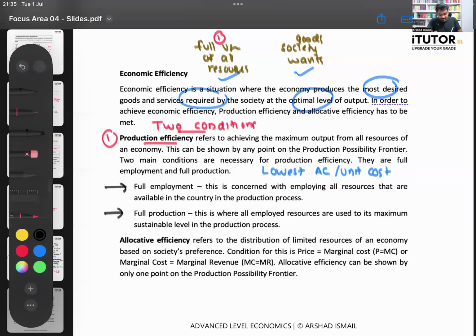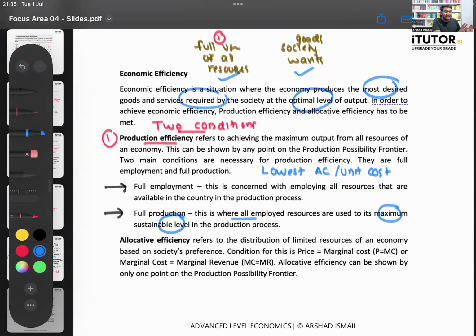Full production is where all your employed resources are used to their maximum sustainable level. Let's say the sustainable level for labor is around 8 hours a day. If your labor is working 8 hours a day, then it's full production. So if you have full employment, utilizing all your resources, labor, land, everything, plus they are working at the sustainable level.